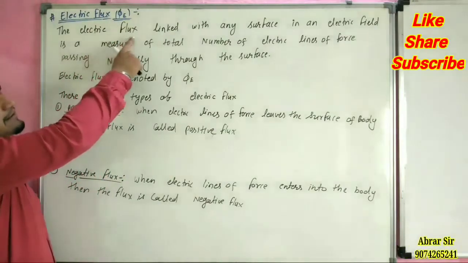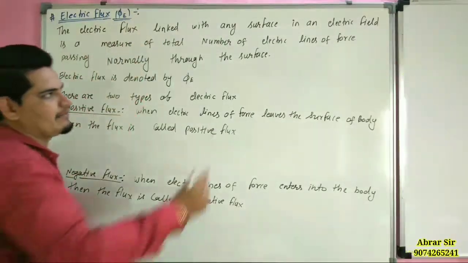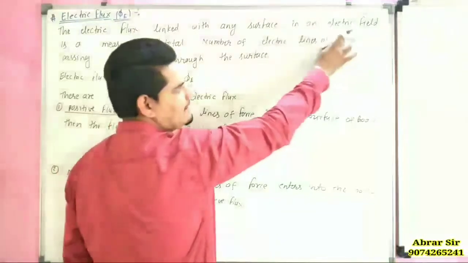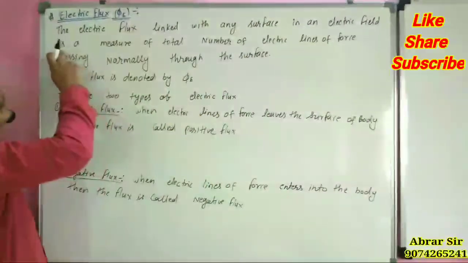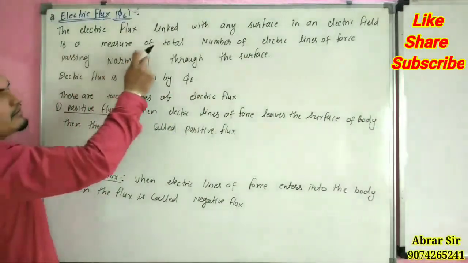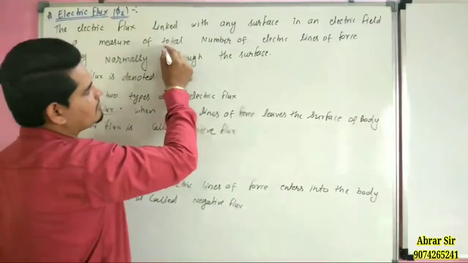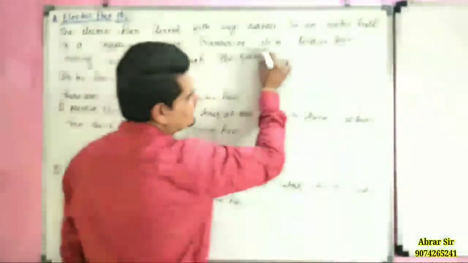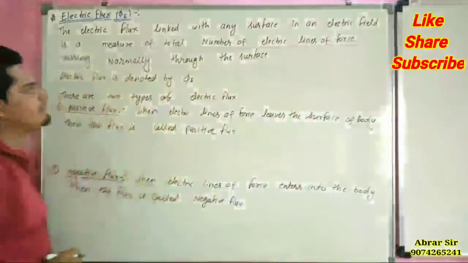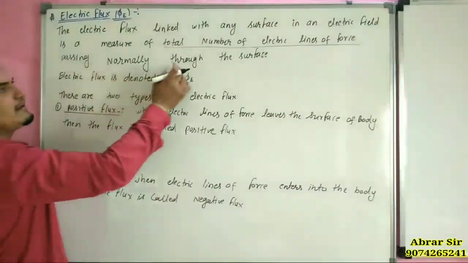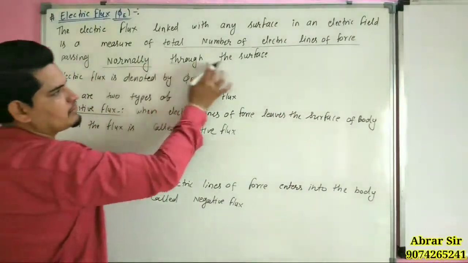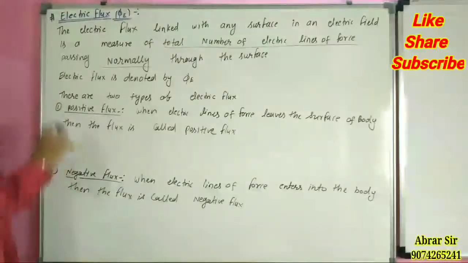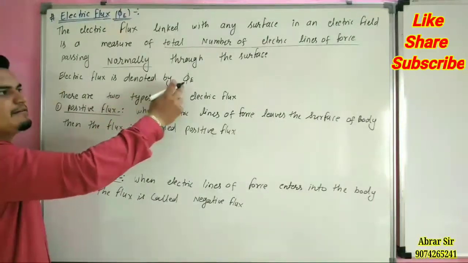The electric flux linked with any surface in an electric field is a measure of the total number of electric lines of force passing normally through the surface, and electric flux is denoted by phi.